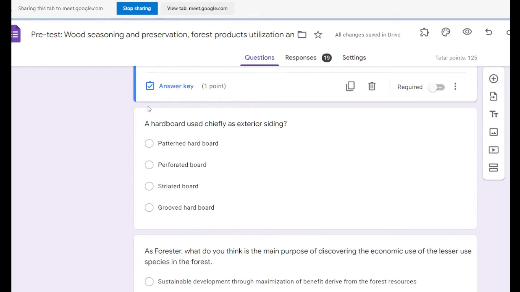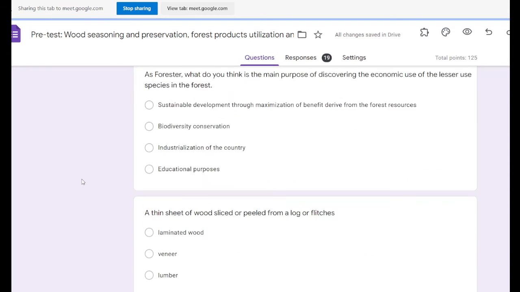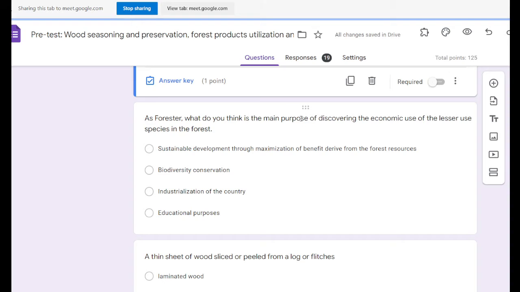Next, a hardboard used chiefly as exterior siding. So the correct answer for this one is grooved hardboard. Okay, grooved hardboard. Next, as foresters, what do you think is the main purpose of discovering the economic use of lesser used species in the forest? So answer?